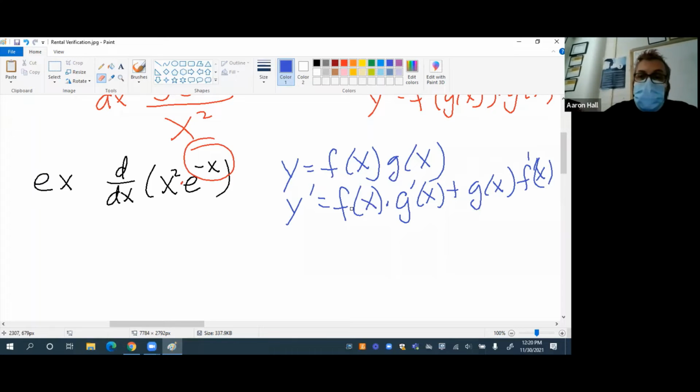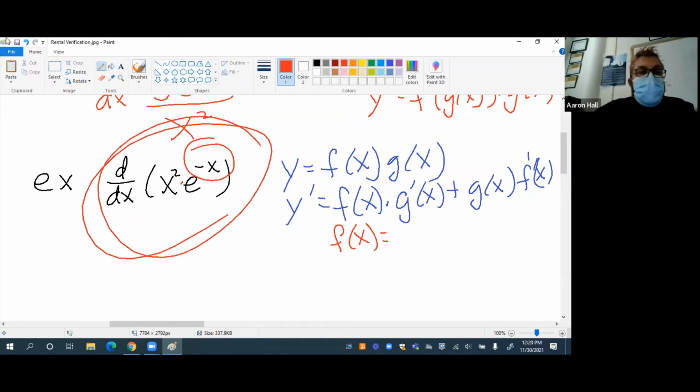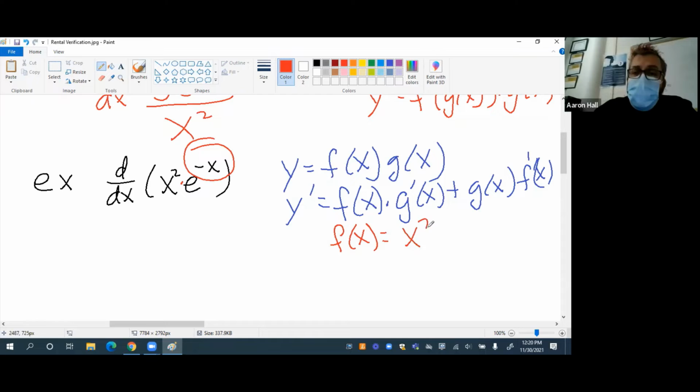Okay, so let's write these out. I don't know if this helps to write it out this way. I don't think I've ever done this in this class, but I'm going to do it anyway, as one strategy you can use so that you don't miss anything. What is f of x? Yeah, it's x squared. What is f prime of x? Yep. What is g of x? What is the derivative of g of x?